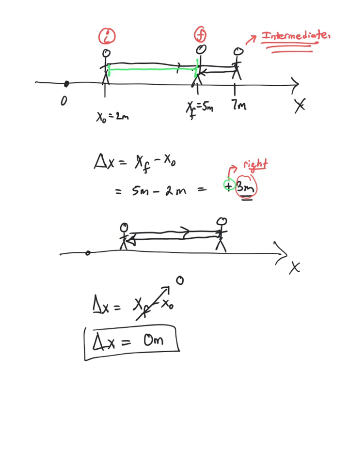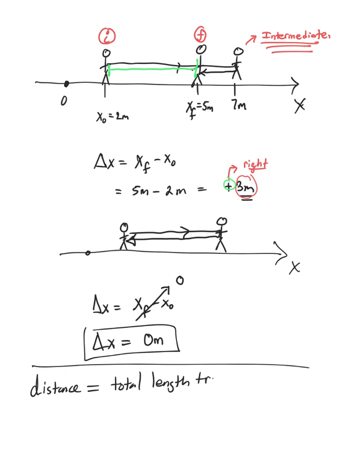But surely the person moved. So we need to define a new quantity that allows us to calculate or quantify the total distance traveled by the person. And this is going to be called the distance. And this is going to be the total length traveled.